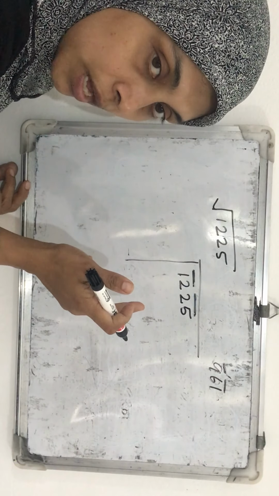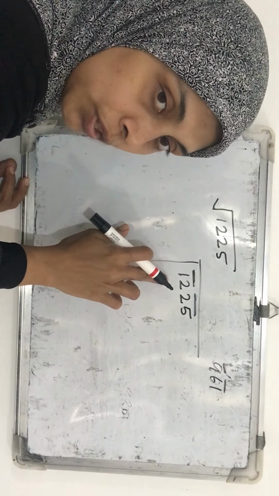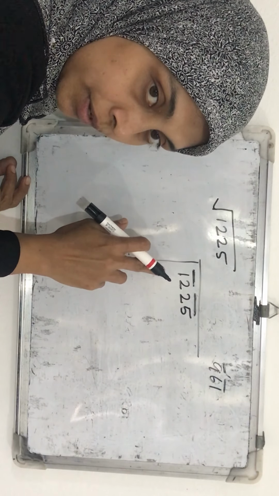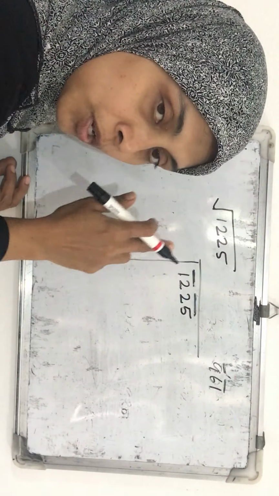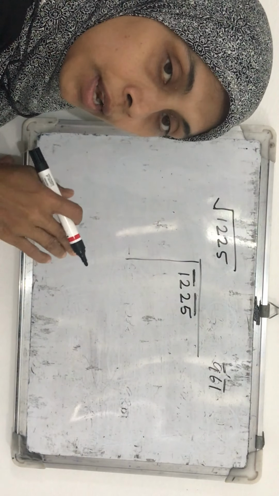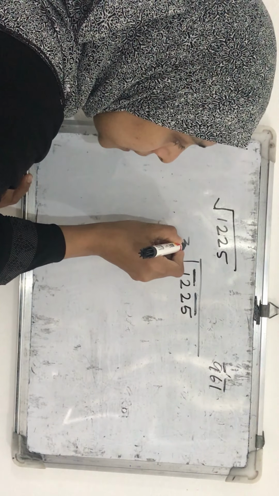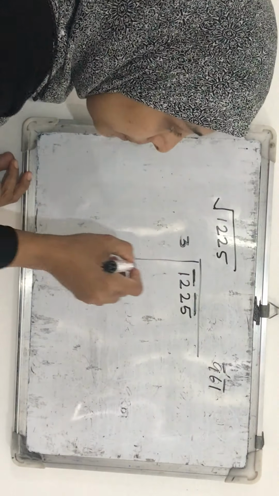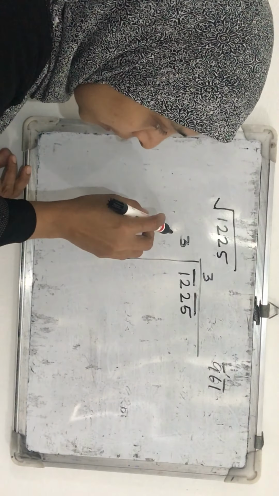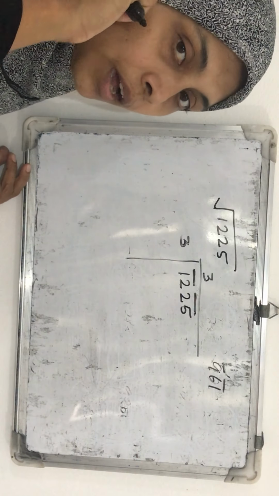Next square number is what? After 9, the next square is 16. So that is greater than 12. So it is only possible to take 9 in this case, because the square number just below 12 is 9. And what is its square root? The square root of 9, we know, is 3. So that number we take as the divisor. The same number we take as the quotient also in the first case. Which number we take as the divisor, the same number we take as the quotient also.